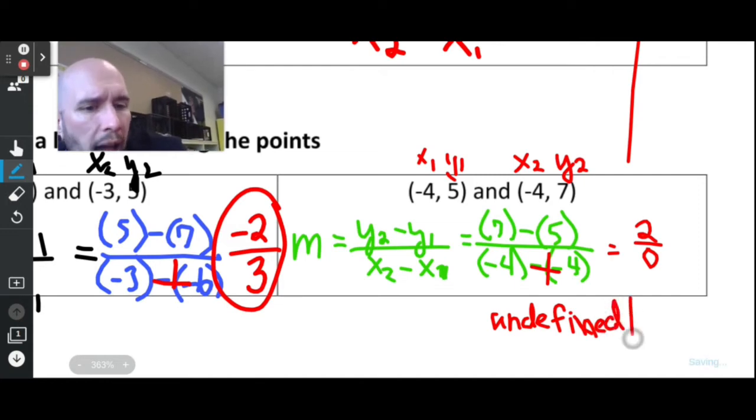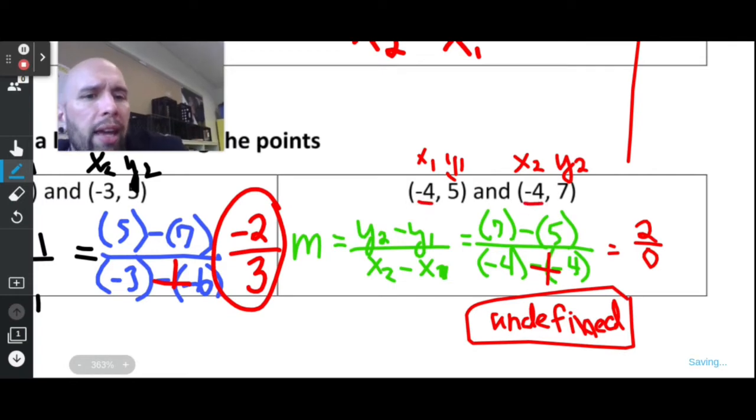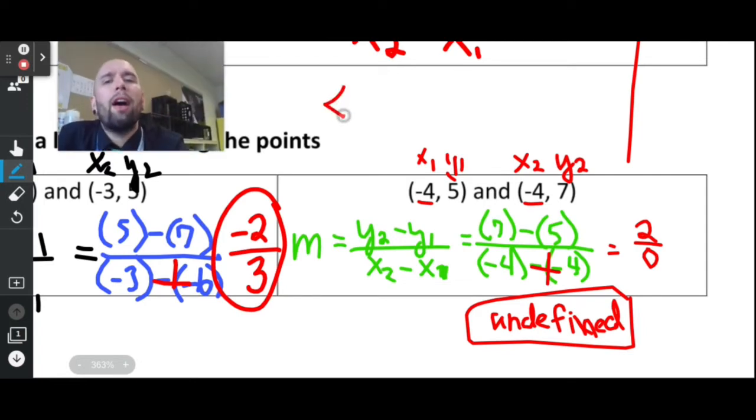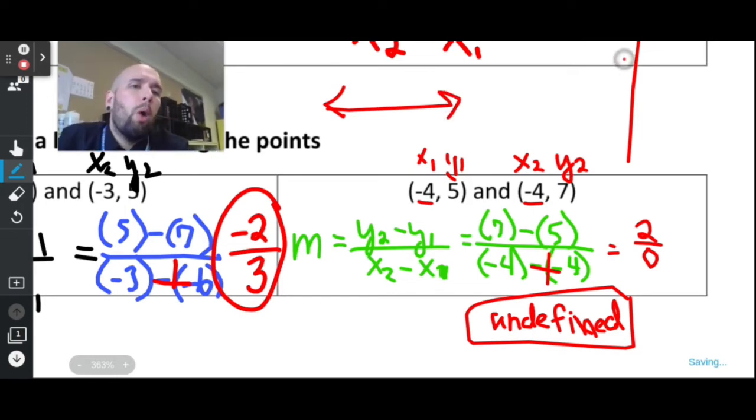I knew that right away because I saw the negative 4 and the negative 4 for the x values. If the x values in your points are the same, the answer is going to be undefined. If your y values are the same, then it's going to be 0, because if I were to graph the y values being the same, you get a horizontal line. When the x values are the same, you get a vertical line, and that's undefined.